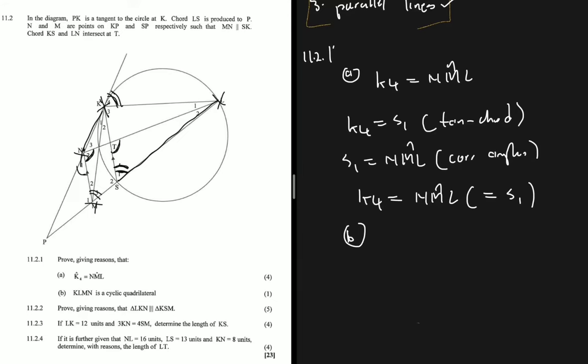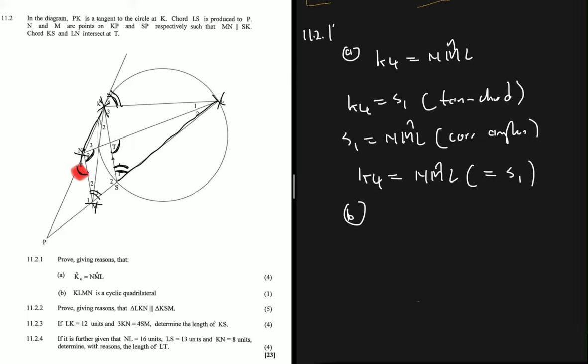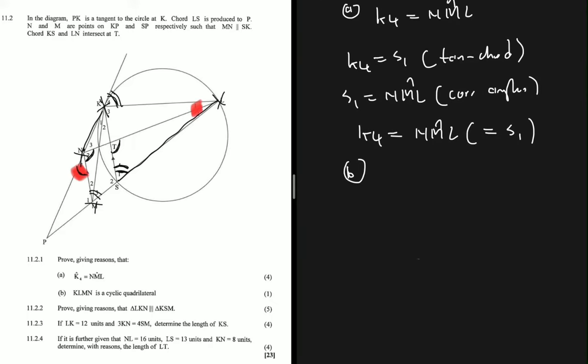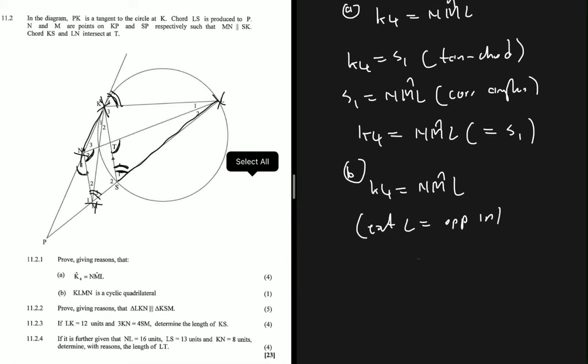So this angle here, let me highlight it in red, should be equal to this one. And this one here should be equal to this one. So we have already proved that K4 is equal to NML, right? So by proving that, we have proved that KNML is a cyclic quad. Now the reason that we are going to give is that an exterior angle of a cyclic quad is equal to the opposite interior angle. So we're saying that K4 is equal to NML, right?